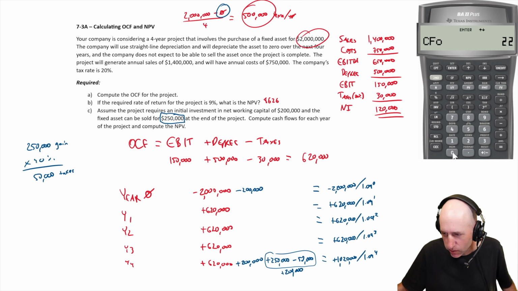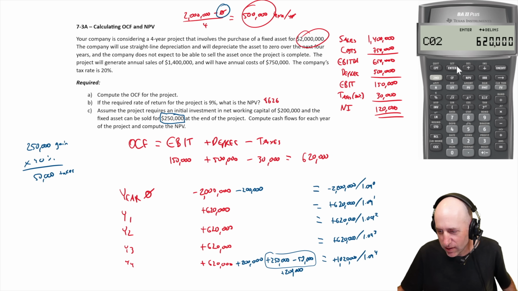CF, 2.2 million negative, enter, down arrow, cash flow at time 1. I'm going to do these ones individually. I think I could do a frequency of 3 here because there's 1, 2, 3 of them. I'm antsy about screwing this up. I'm 10 minutes into a video, so if I screw it up, I wouldn't be happy with myself.